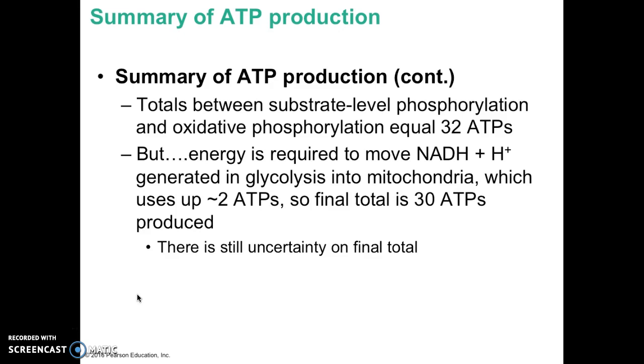But remember, 2 ATPs are required to move the NADH plus H plus into the mitochondria for glycolysis. So the net energy made from one molecule of glucose is 30 ATP. There is still some uncertainty on the final total. However, for our class, we will be using 30 ATP as the final net energy made.